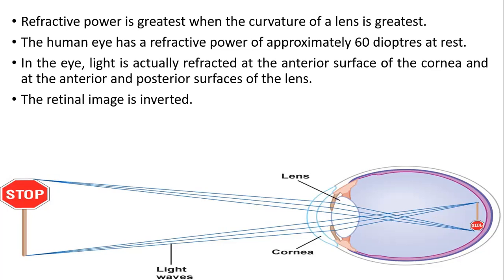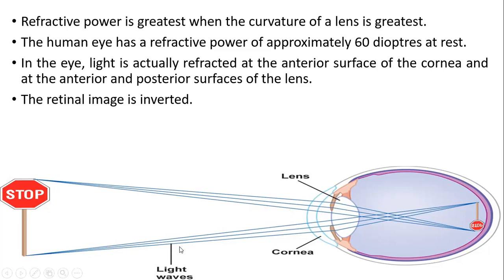Now refractive power is the greatest when the convexity of the lens is greatest. The human eye has a refractive power of approximately 60 diopters or 60 D at rest. In the eye, light is refracted at the anterior surface of the cornea and at the anterior and posterior surface of the lens. The retinal image is then inverted, upside down.